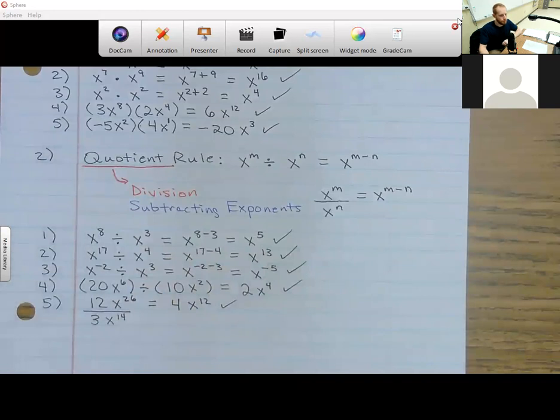So that's rule number 2. That is called the quotient rule. So I'll leave that up there for about a minute, and we're going to talk about rule number 3 next. Rule number 3 is going to be called the power rule.